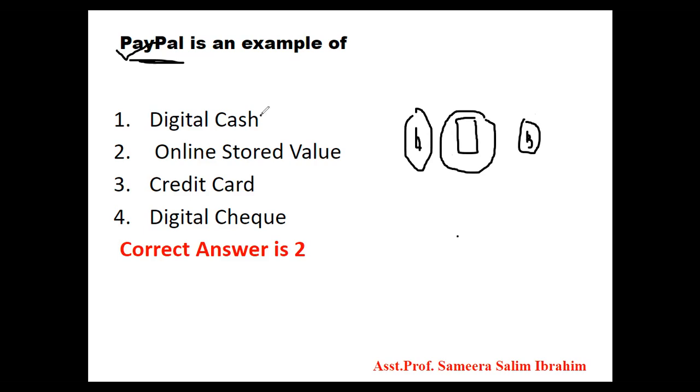So PayPal is not digital cash, it's not a credit card, it's not a digital check. It's an online stored value where you store the value, that is, you store the money and you use the money. For example, you can store the money here in PayPal, and you can use it for multiple purposes like buying or shopping, anything. So it's an online stored value, PayPal. Next.